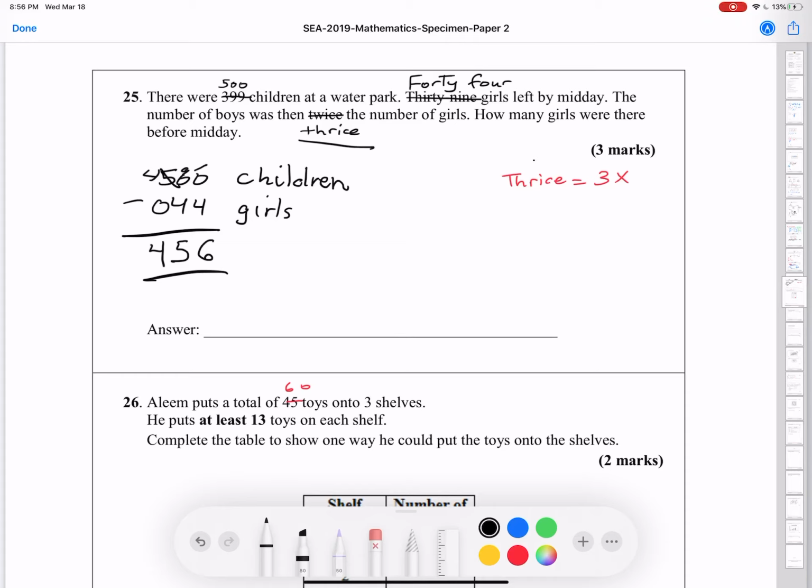Great. So I'm going to make a bar to represent girls. Thought I'd change the color. Girls. I'm going to make a bar to represent boys now. Boys. That's the girls and boys being the same number. But the question didn't say they were the same number.